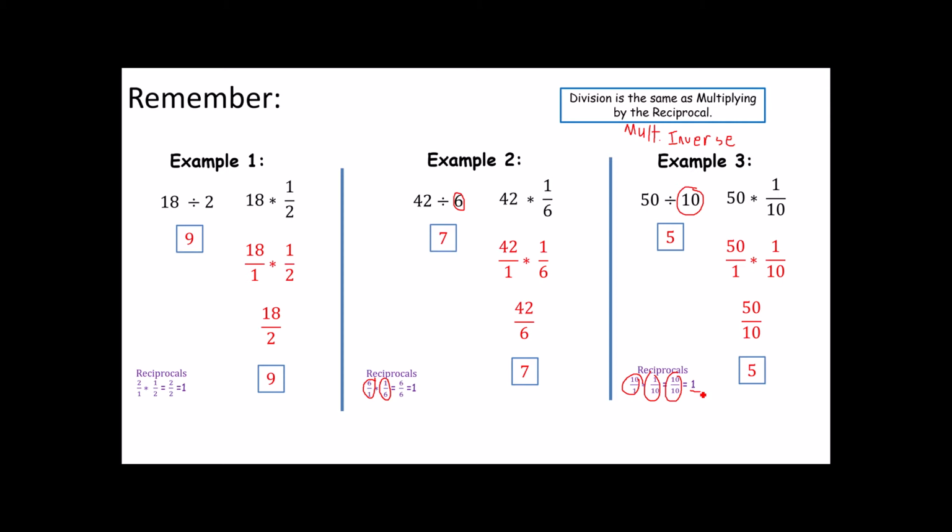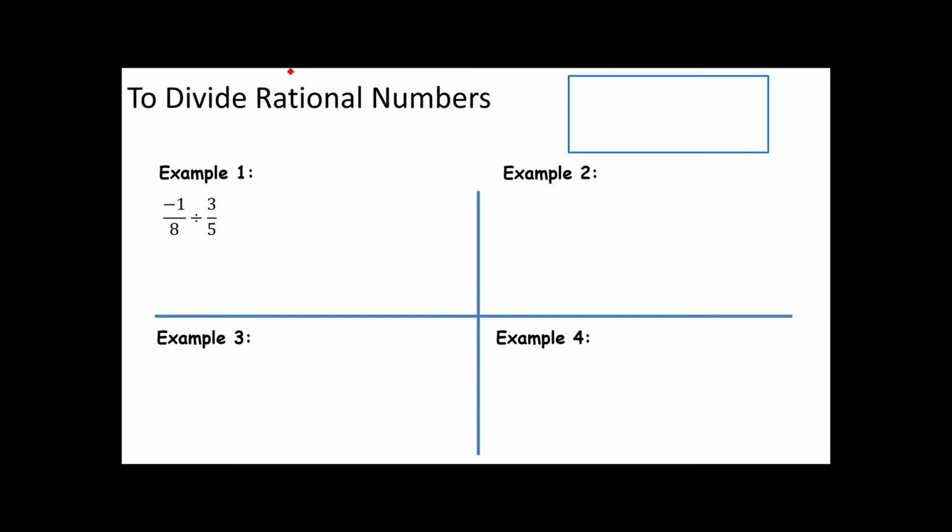Now, the reason I'm mentioning this now is because it is often easier to solve a multiplication problem than a division problem. Now, in these examples, it probably is easier for you to do 18 divided by 2 than it is to go through this long process of 18 times a half. But if I were to give you a problem like this, -1/8 divided by 3/5, rather than having to memorize a whole new set of rules for division of fractions, instead we can just remember that division is the same as multiplying by the reciprocal.